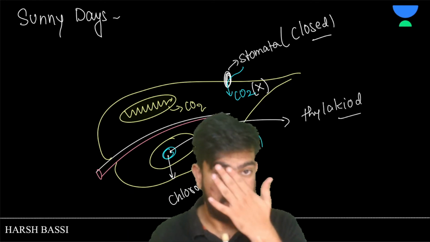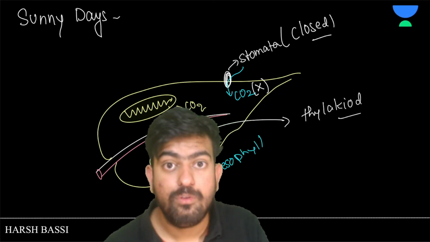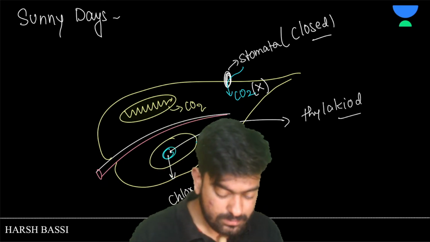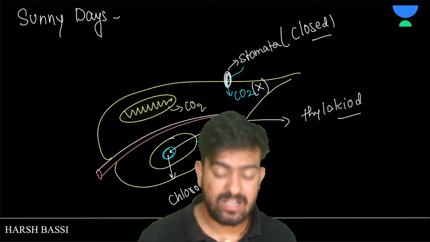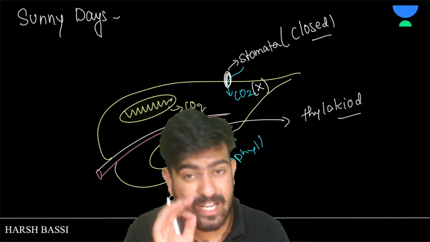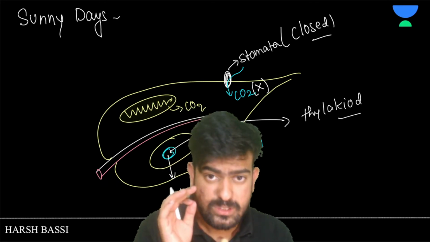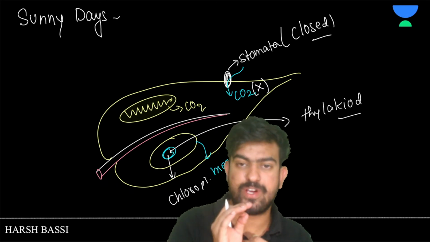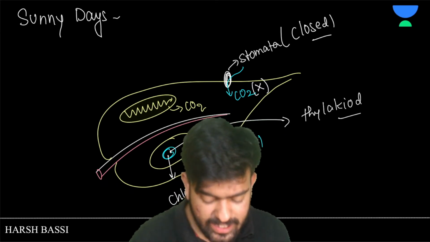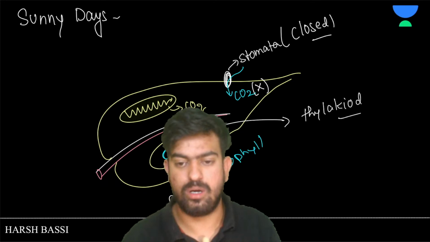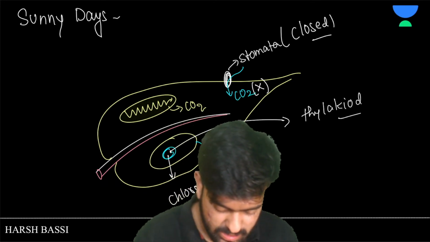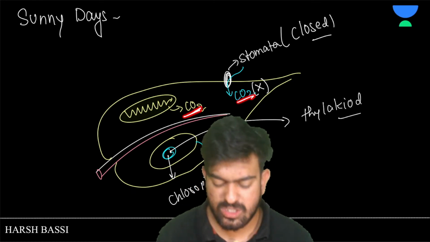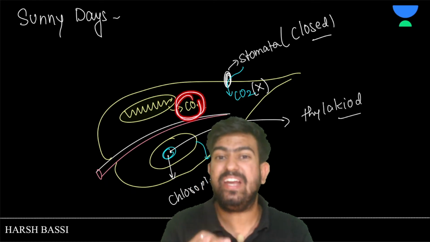What will happen? See, what will happen, sir? Kelvin cycle will not work. Why? Because in Kelvin cycle, CO2 is required. But sir, you told that there are two sources of carbon dioxide, right? One was this, and one was this. So this carbon dioxide is, you know what? It's very little.